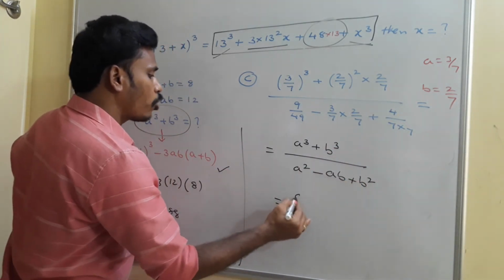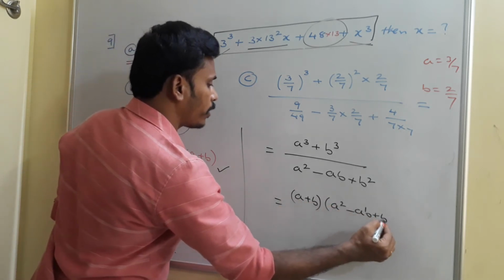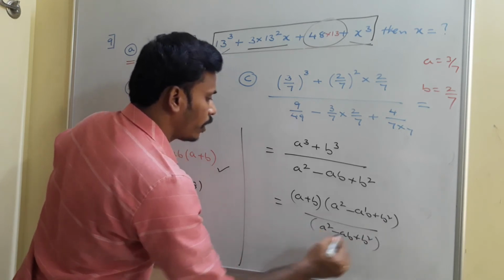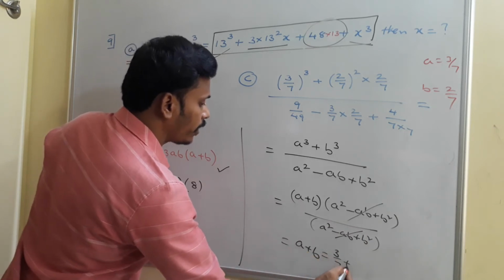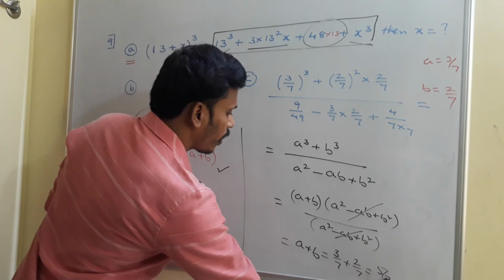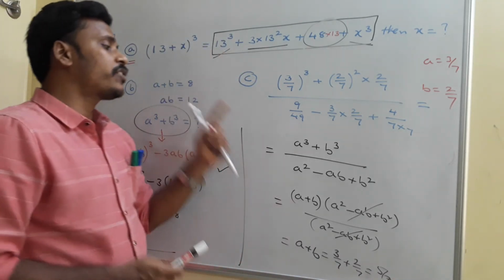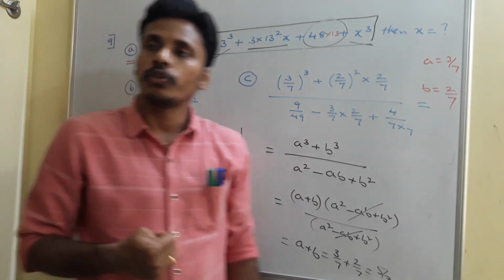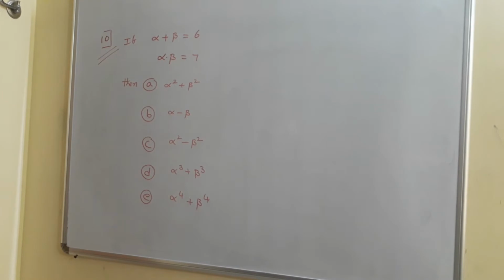So a cube plus b cube, we have a formula: a plus b times a square minus ab plus b square, divided by a square minus ab plus b square. These two will get cancelled, you are left with a plus b. But what is a? 3 by 7. What is b? 2 by 7. And your answer at the end is 5 by 7. And that's the problem. So for this 9C, we need to utilize the third result of a plus b whole cube. So just have a look at these three problems which are related to three different results of a plus b whole cube.